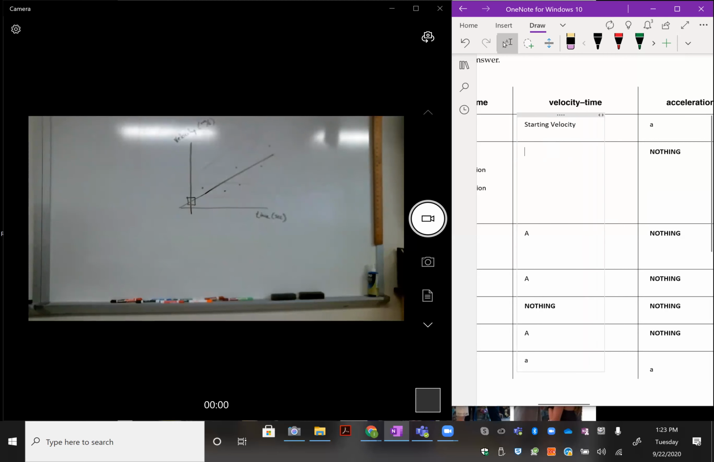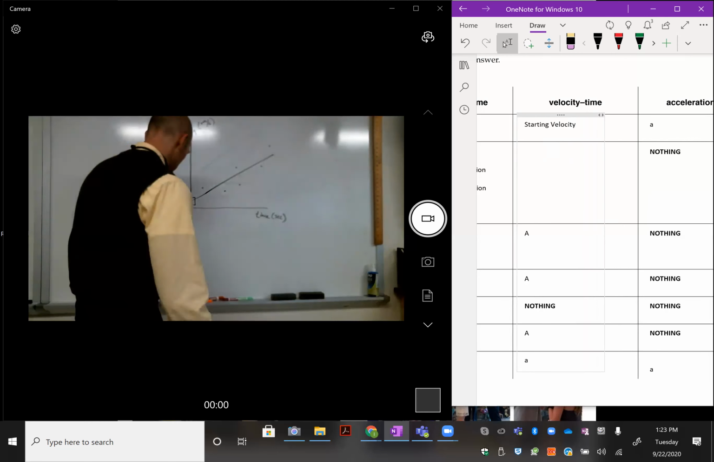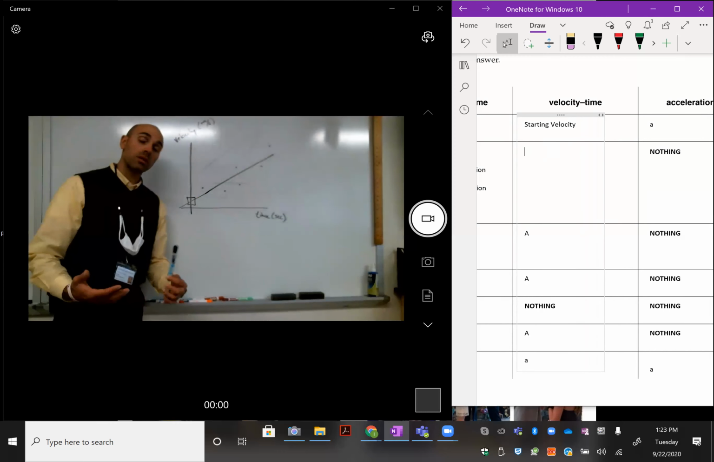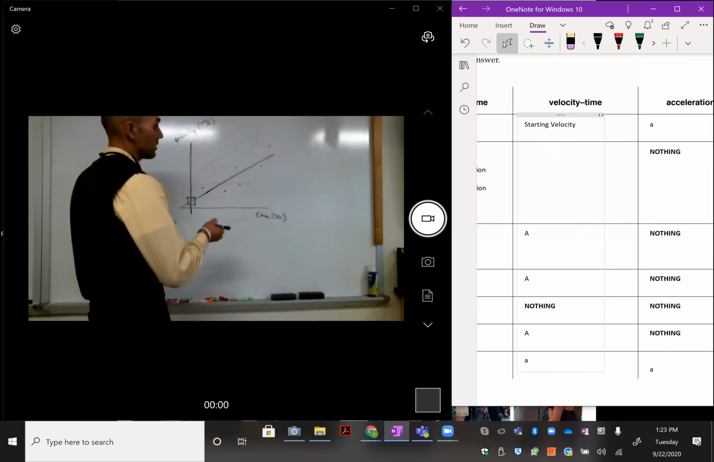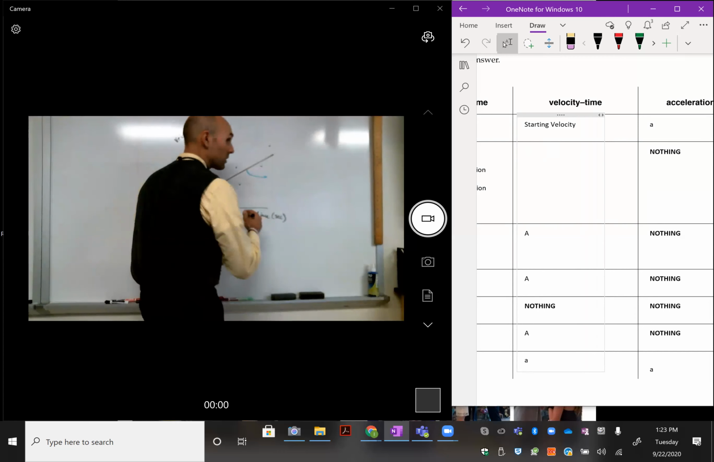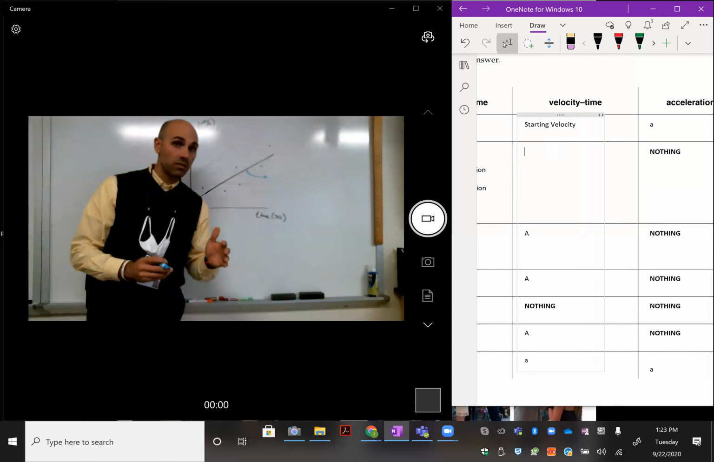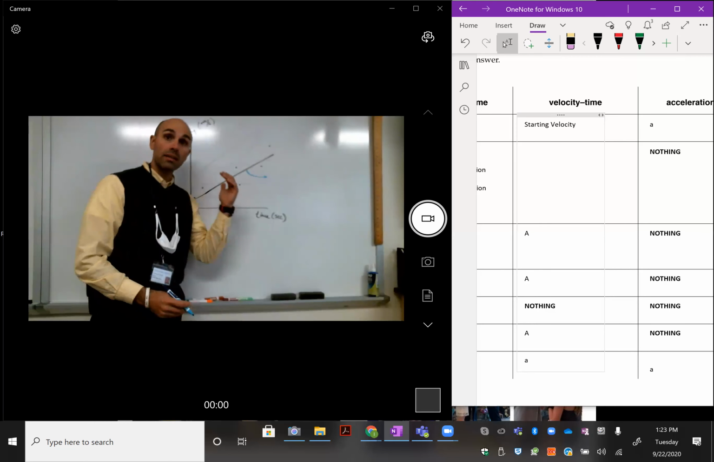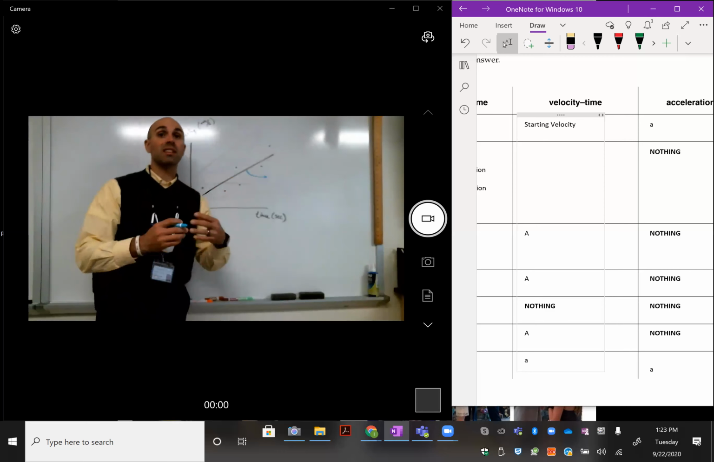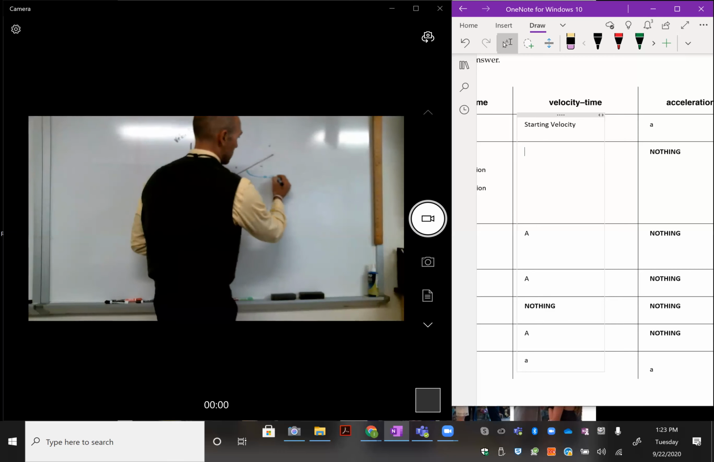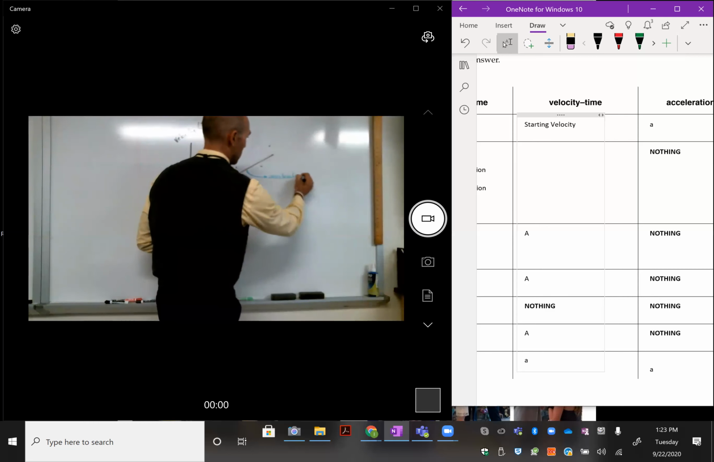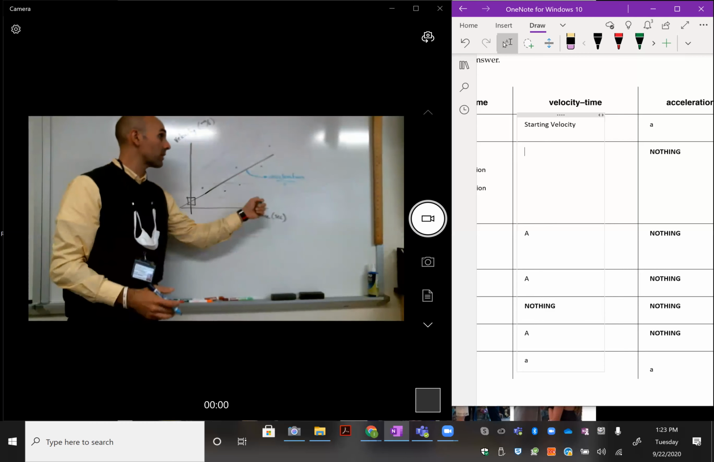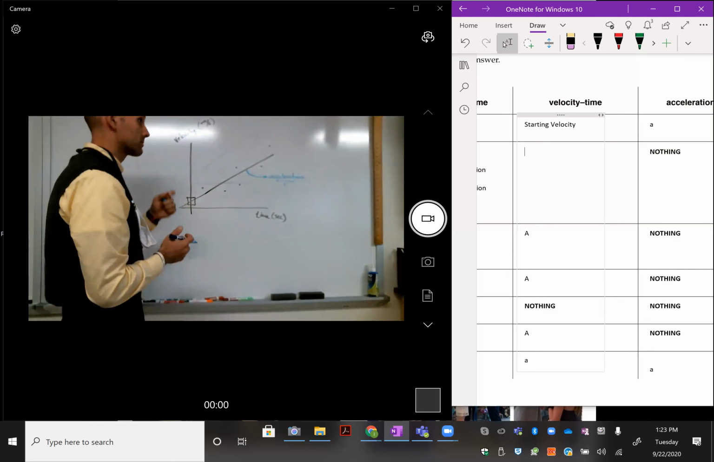The next thing we're going to look at are the slopes. Now, these slopes are again similar to the displacement slopes, right? The slope tells us, and we're taking that step up, with a position versus time graph, the slope gave us velocity. Now, with a velocity versus time graph, the slope will give us acceleration. So the slope of a velocity versus time graph gives us acceleration.